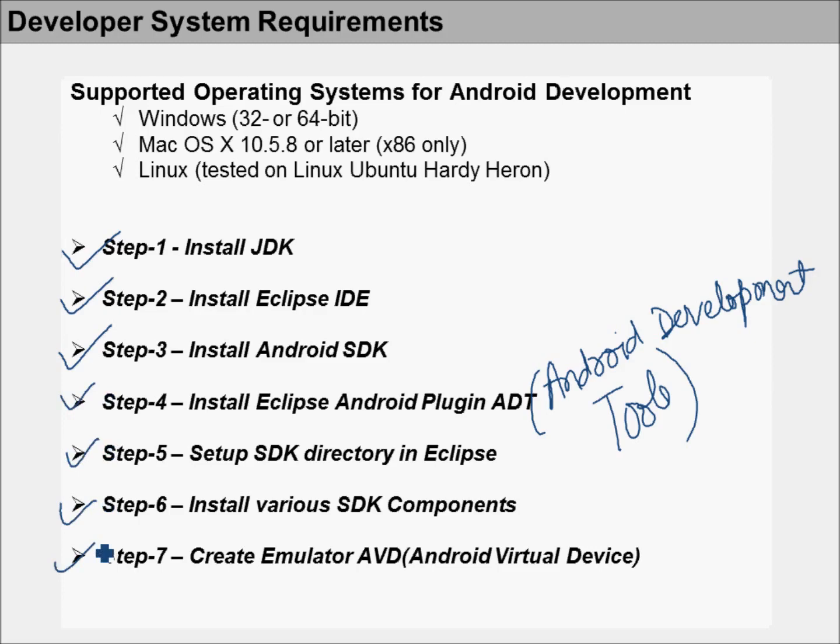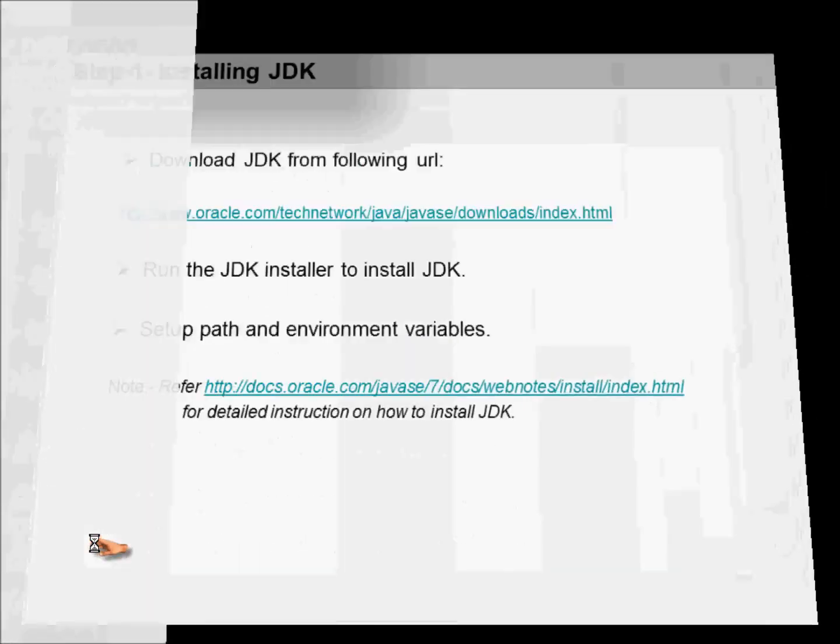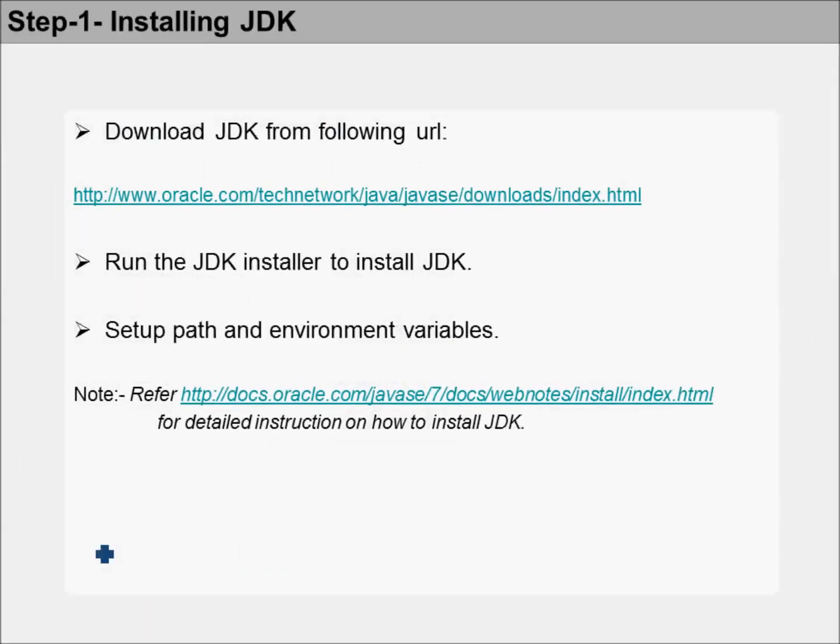So let us see how we are going to do this. Step 1, installing JDK. It is a very easy thing. You just have to go to this URL and download the JDK and then run the JDK installer. After that, you might want to set up the path and environment variable like JAVA_HOME. You want to put this JAVA_HOME variable, and then you have to put the executable of this in the class path of your operating system.